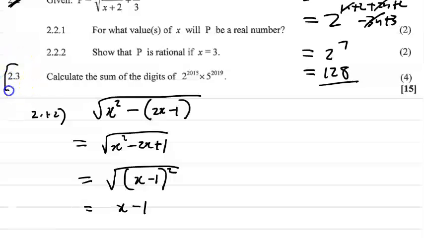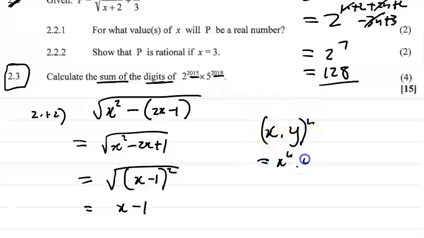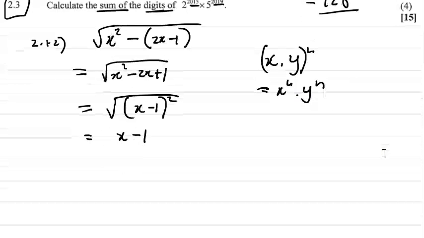I'm going to look at this question here now, which is 2.3. Calculate the sum of the digits here: 2 to the 2015 times 5 to the 2019. Let's have a look at that question. So what we want to do here is write both of these bases to the same index. The reason we want to do that is we're going to use this rule here: x times y to the n is equal to x to the n times y to the n. So what does that tell us? It tells us that if we have different bases but the same index, then we can multiply the bases. So let's take a look at that.